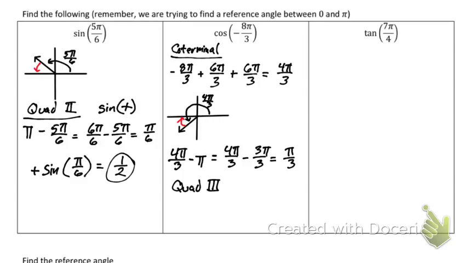All right, since we are in quadrant 3, my cosine should be negative. So I'm looking for a negative cosine of pi over 3, which is going to equal negative 1/2, because the cosine of pi over 3 is 1/2. It has to be negative because I'm in quadrant 3. It's negative 1/2.